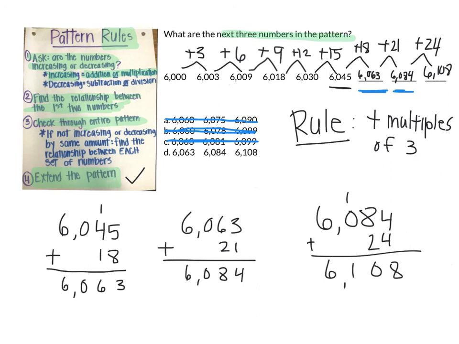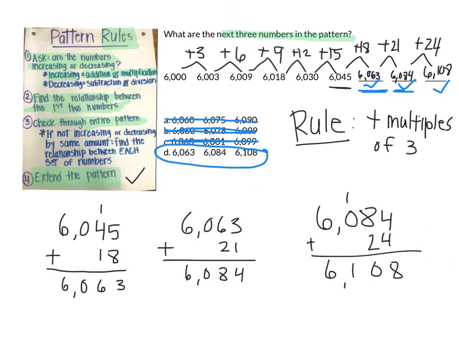Next up, D. The first number is 6,063. Okay, that matches ours. Second number is 6,084. Yep, that matches ours. And last number, 6,108. Yep, that matches. We found our answer, D.